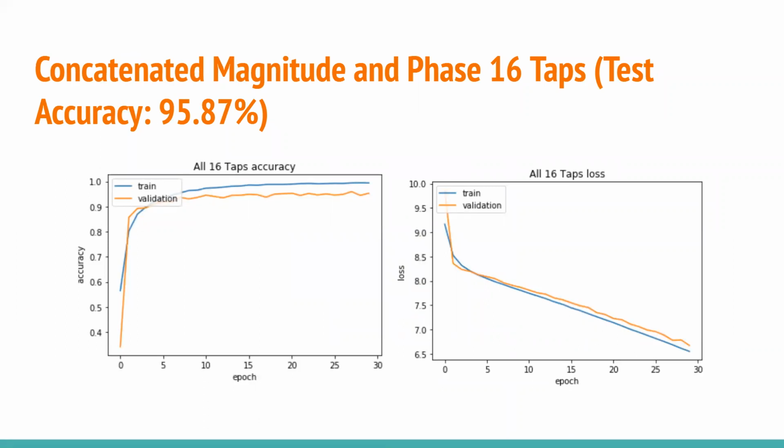Now, when we concatenated magnitude and phase to give 16 taps, we got a test accuracy of 95.87%, which is again between that of magnitude 8 taps and phase 8 taps. Okay, so this concludes the result on the single file. Whether the trends extend to all 206 persons or not has to be seen. So to explain this, let me call back Sudarshan.